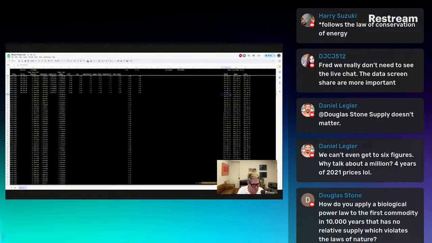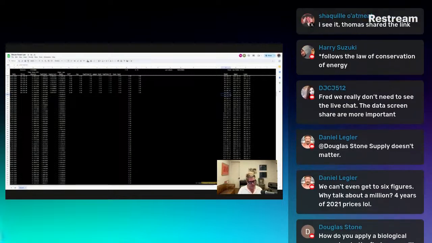But yeah, that's more or less the thing. We can't even get to six figures. Why talk about $1 million? We are going to get to $1 million, Daniel. We're completely going to get to $1 million. Supply doesn't matter. Supply completely matters. Law of conservation of energy. Not really. Doesn't have much to do with the law of conservation of energy.